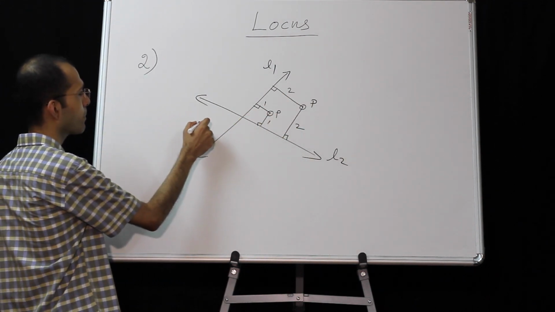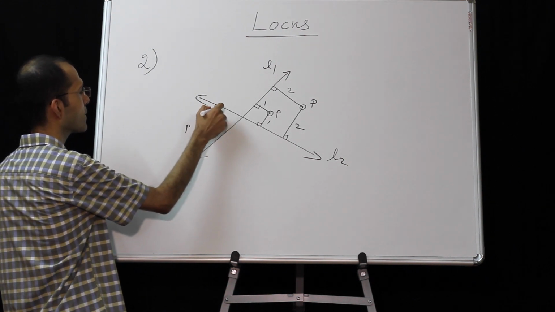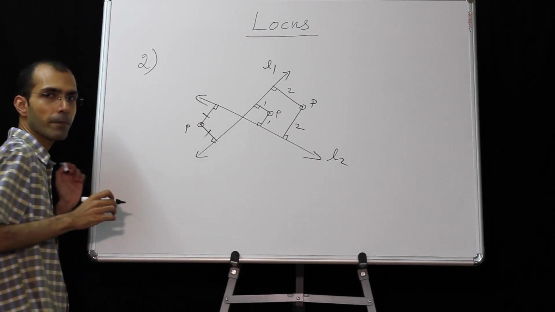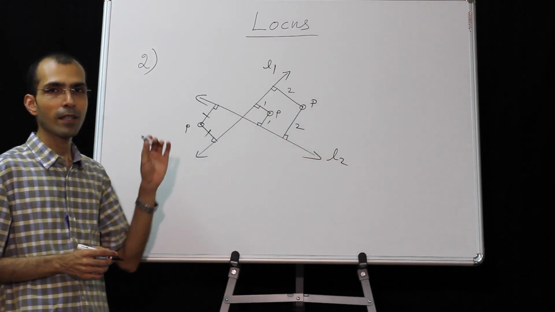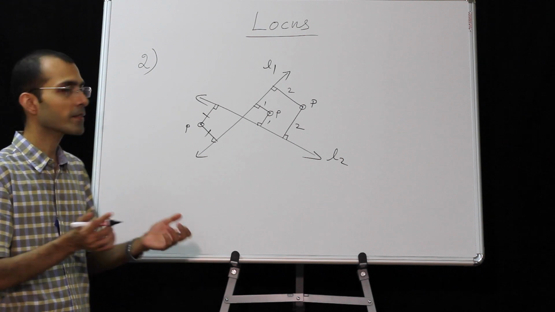We can take point P here also. So this distance and this distance should be same. Having obtained 3 such good points, we try to join them to get an idea of the path traced.